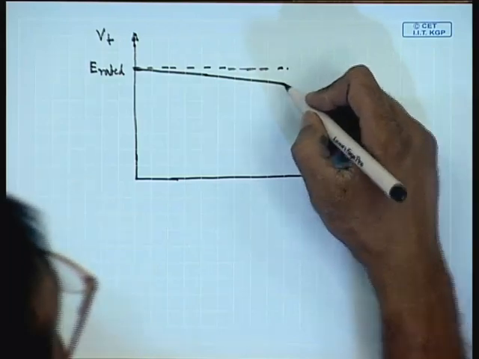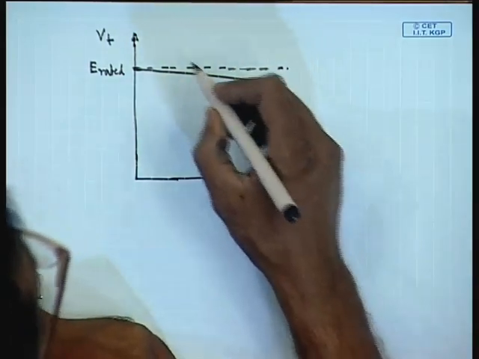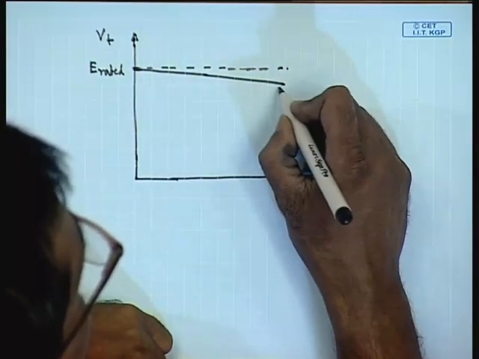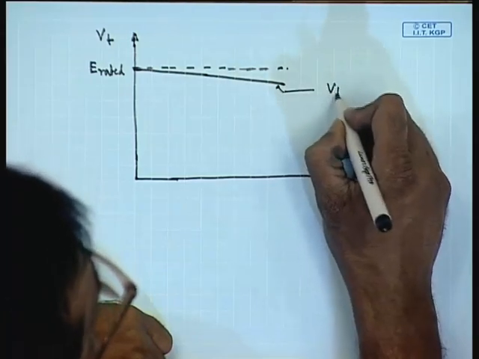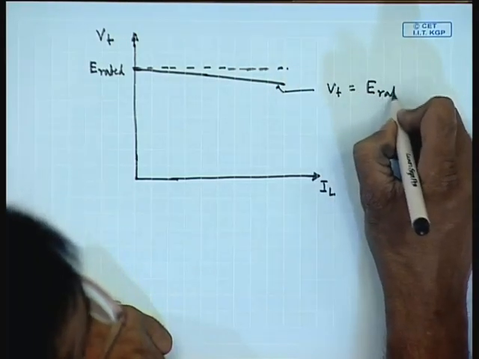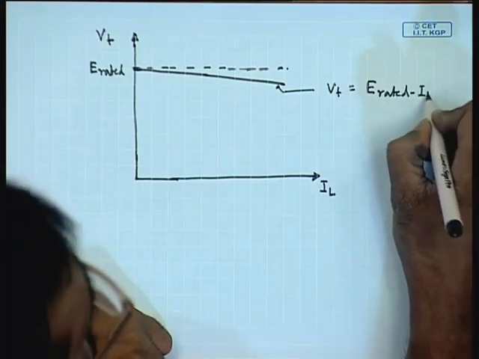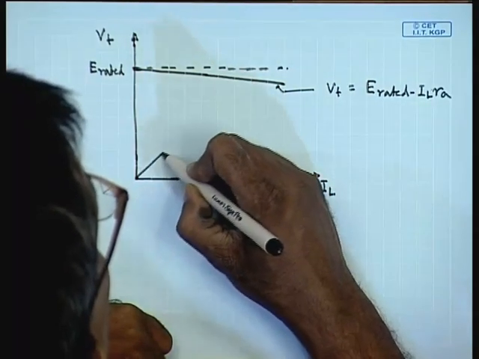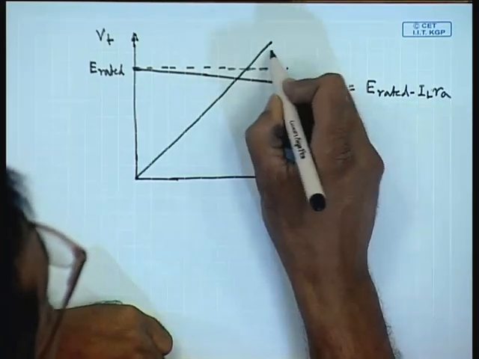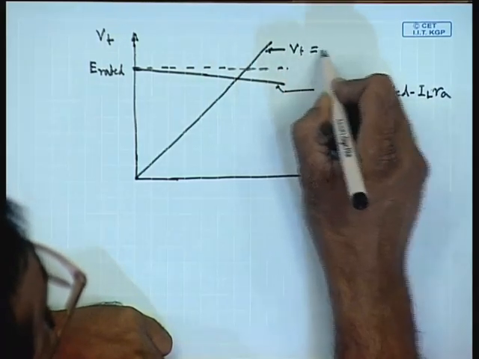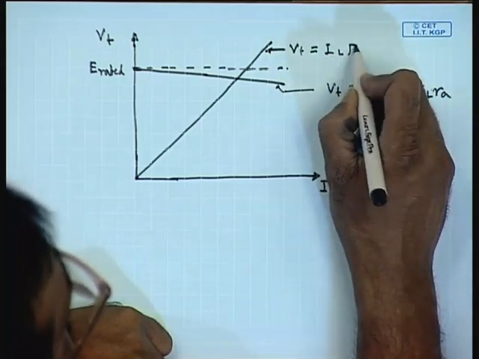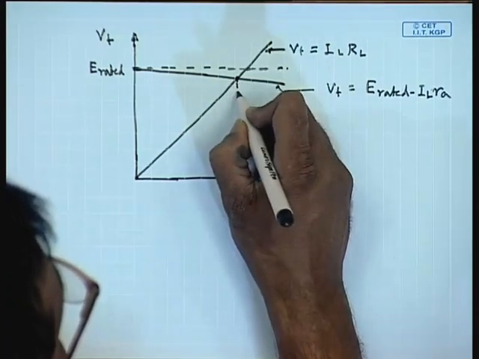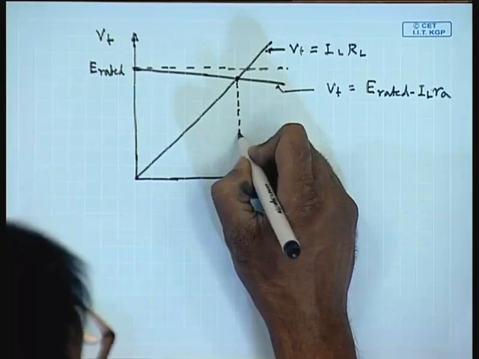terminal voltage will fall linearly. For a given load resistance, the terminal voltage also obeys the first equation, the load line equation. So, this equation represents V t equal to E rated minus I L R A, while the load line equation is given by V t equal to I L R L. So, for a given resistance R L, the operating point is given by the intersection of these two characteristics.